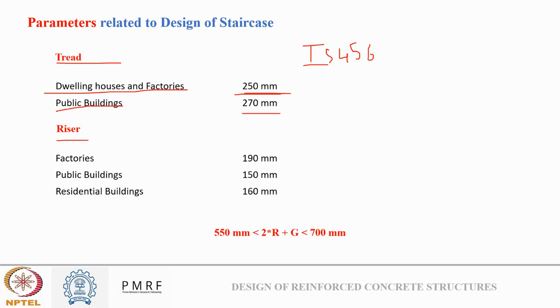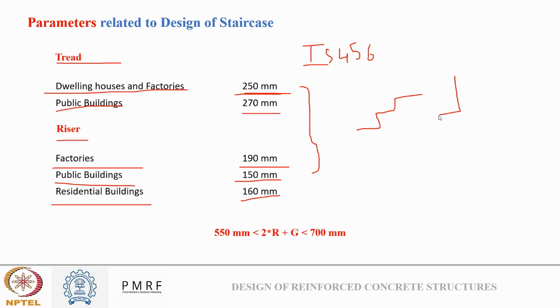Similarly, riser for factories is generally taken as 190 mm. For public buildings it is taken as 150 mm, and for residential buildings it is taken as 160 mm. How did these values come up? Based on convenience. You can't have a very long riser, it will make your movement inappropriate, and a very small riser also will make your movement inappropriate. So these values are generally picked.